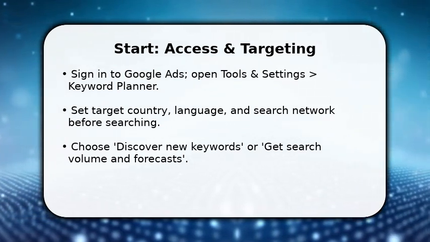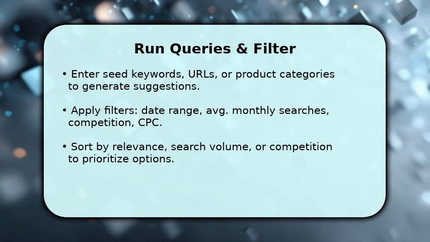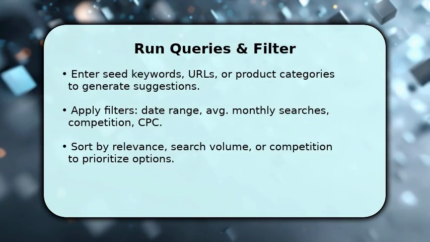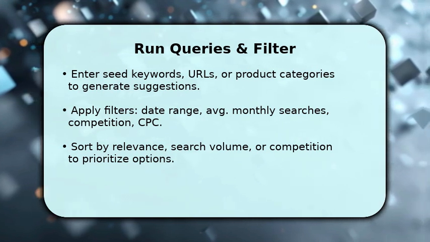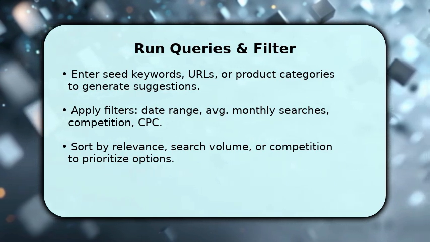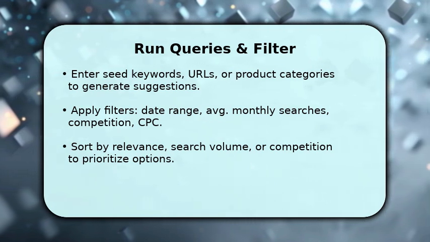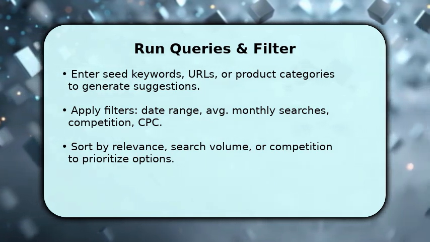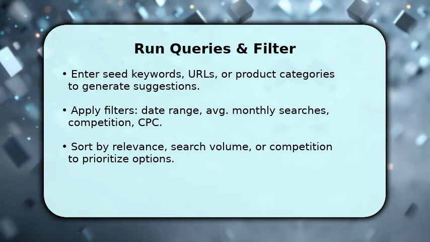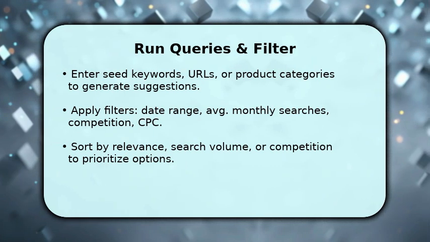You'll now feed the tool seed keywords or competitor URLs and review the generated suggestions. Start broad, then apply filters like date range, average monthly searches, competition level, and top-of-page bid to narrow options. Make sure to sort by the metric that fits your goal: high volume for reach, low competition for quick wins. Once filtered, scan for intent and relevance, so your final list contains keywords users actually search.